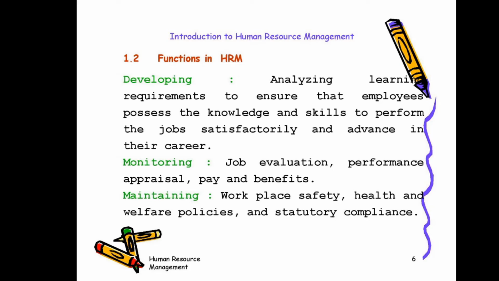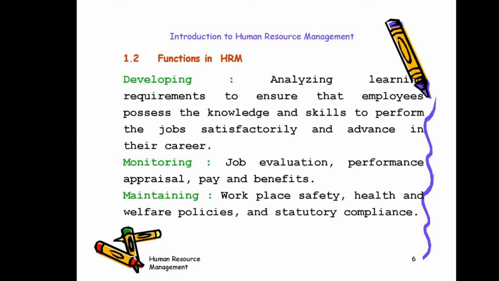From the learning and developing part, they should ensure that all employees possess the knowledge and skills to perform the job satisfactorily, and that they advance in their careers. You can give training to update their knowledge. Then you can talk about monitoring: job evaluation, performance appraisal once in six months or yearly, and some organizations even go for performance appraisal once in three months. You can check whether pay and benefits are really satisfying. Everything you can monitor and maintain. This part is a main thing of HR.